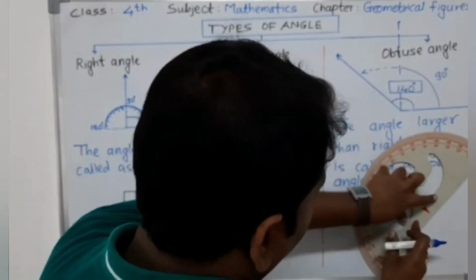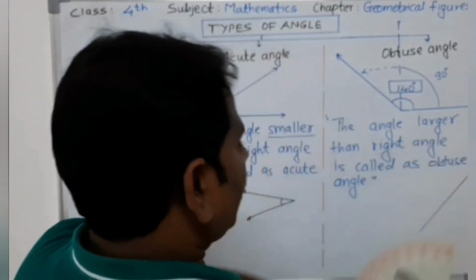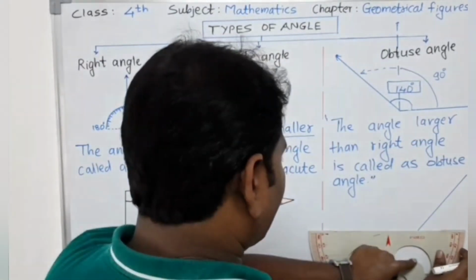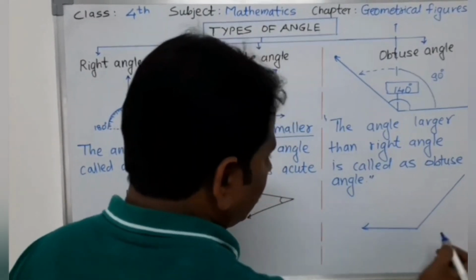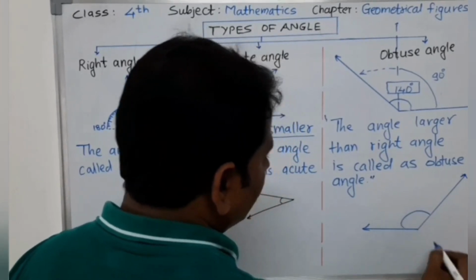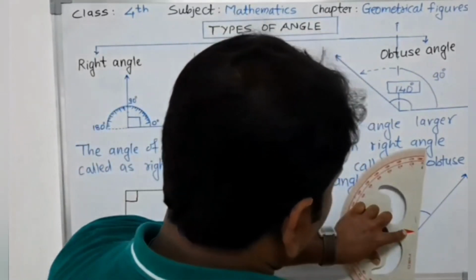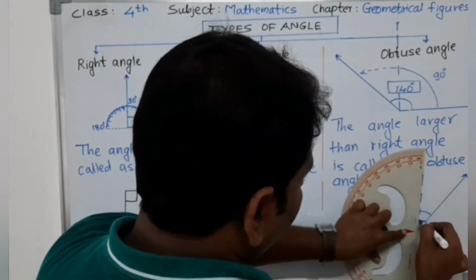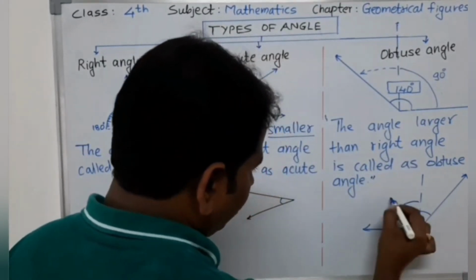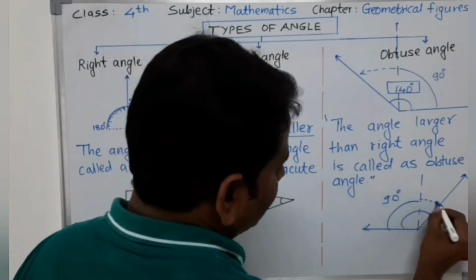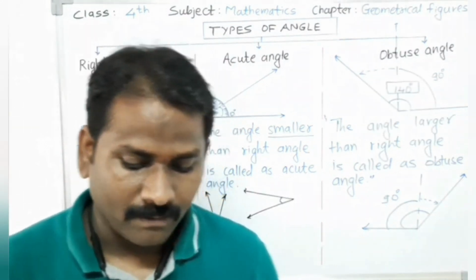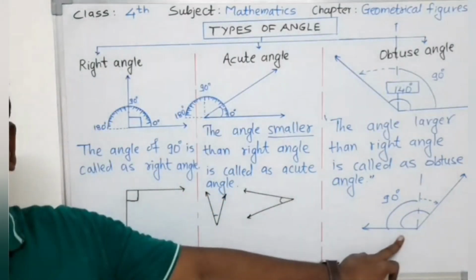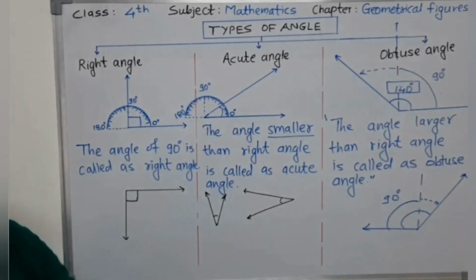Suppose I am drawing a line here, right, and if I draw another line like this, so now this is also nothing but the obtuse angle because the measurement is more than 90 degree. So this is perfect 90 degree. Okay, and this part is larger than 90 degree. Therefore, the angle is called the obtuse angle. So this is also a diagram of obtuse angle. This is also the diagram of obtuse angle.